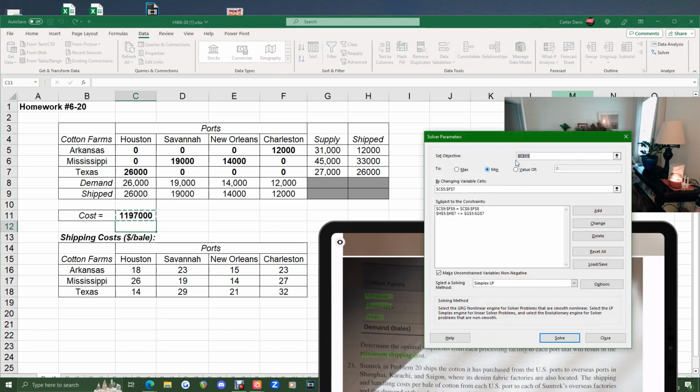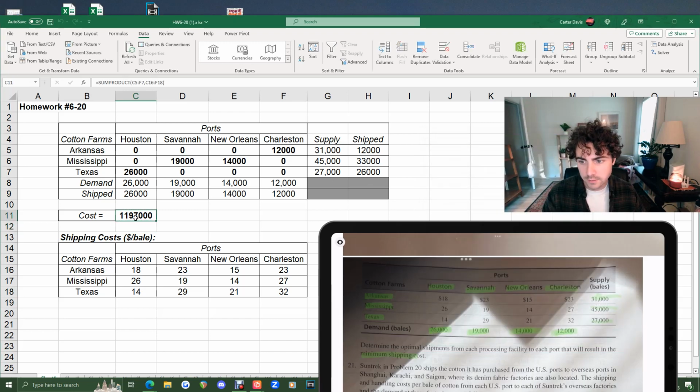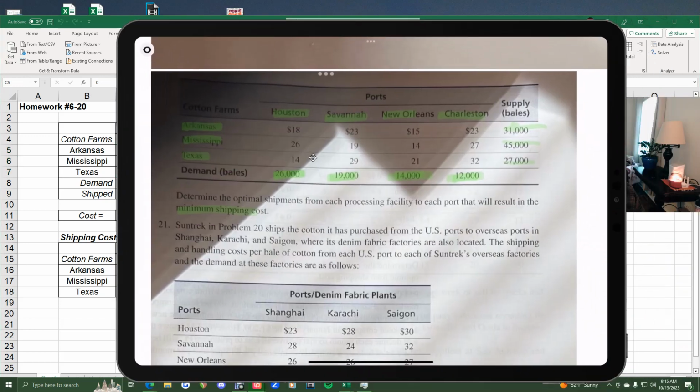We check this out. So we're minimizing costs. That's right there, C11. Changing variable cells are just the bold cells here. And then we said that C9 through F9, so that's all of these, had to be equal to the demand of each of the ports. But H5 through H7, what is shipped, can just be less than or equal to what they are able to supply. So that's why it's less than or equal to. You hit solve. It gives you this cost. This is your minimum cost with all these values here. Okay? That was number 20. Let's check out number 21.